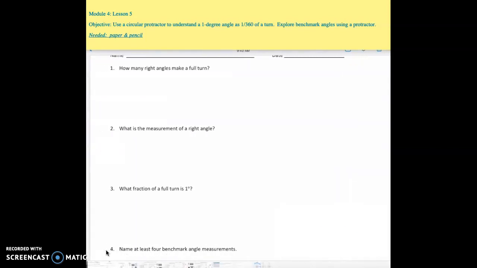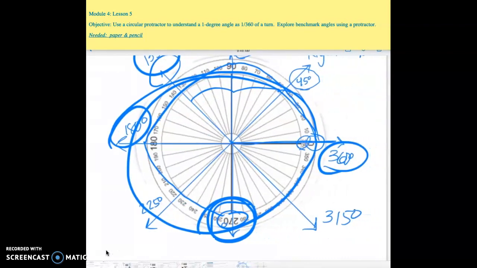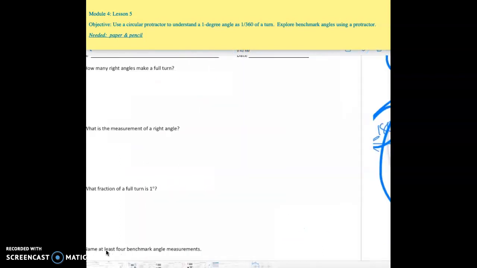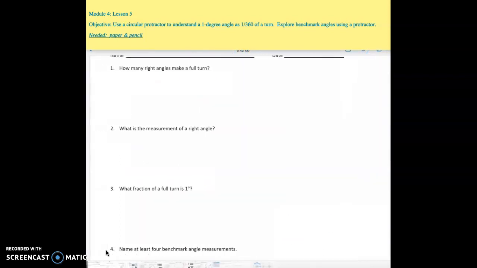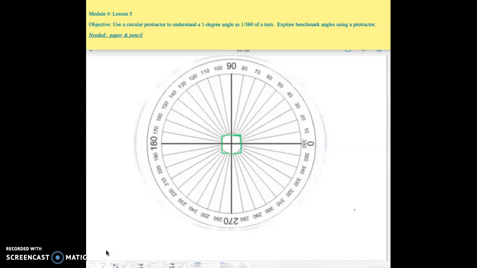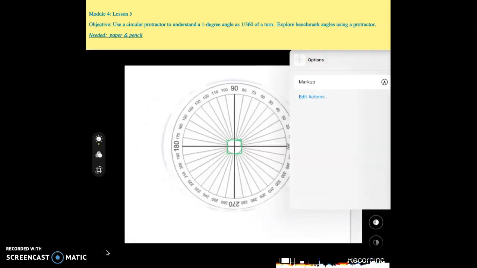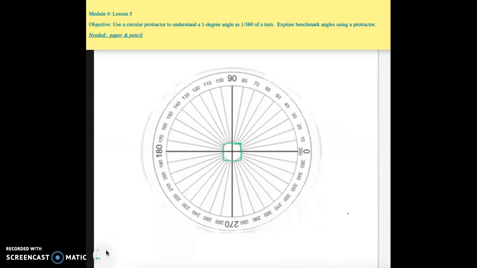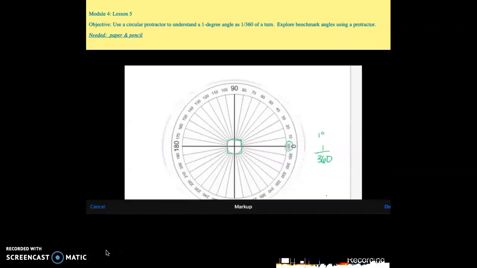What is the measurement of a right angle? Oh, we talked about that before. That was on this page, right here at the top. All right, what fraction of a full turn is 1 degree? Well, let's look at our protractor. How many degrees are there total on this? A full turn goes from 0 to 360. So if I had 1 degree, that's going to be 1 out of 360 because I know there's 360 total.